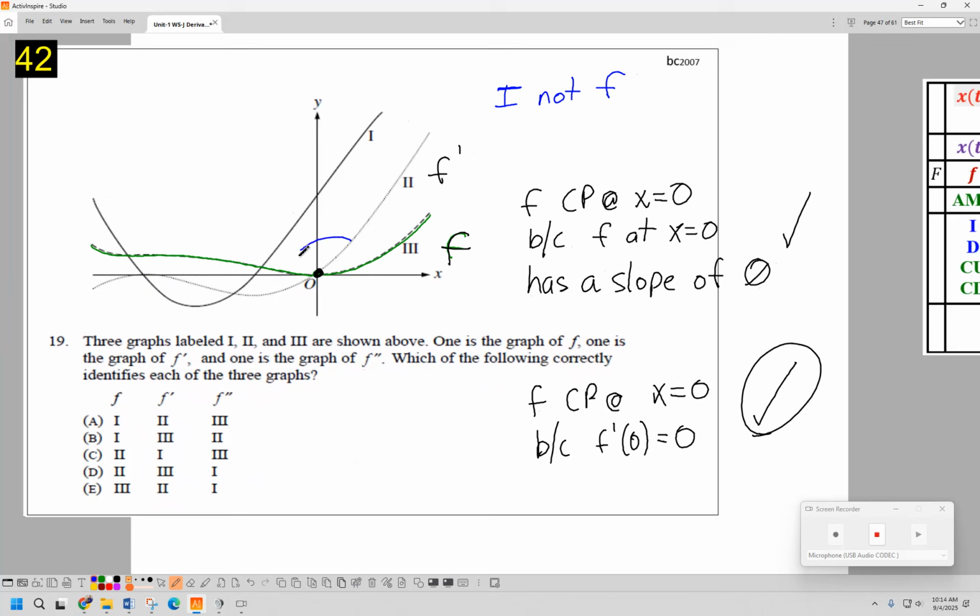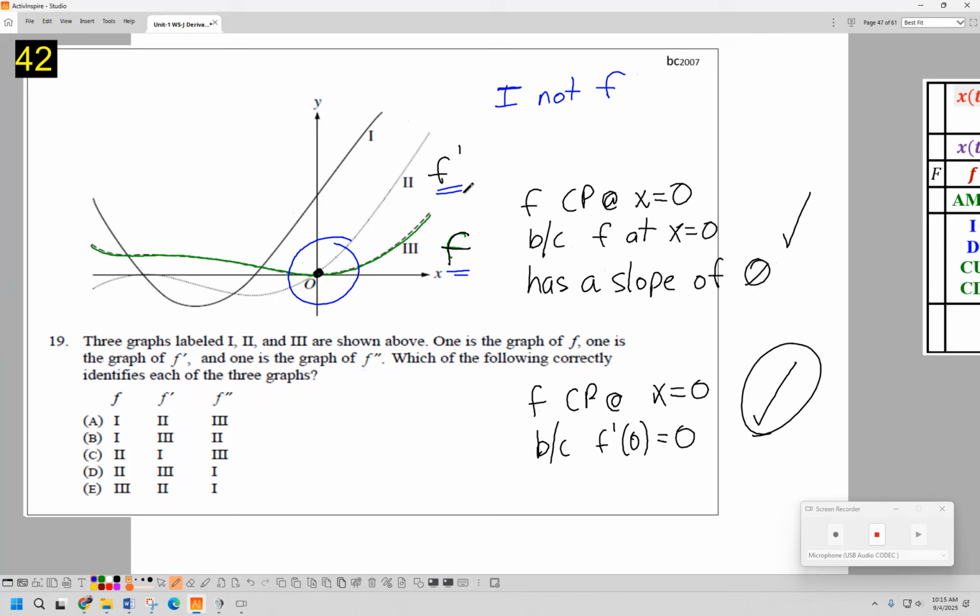So I just said, in this example where we're calling this f and this f prime, I said that f has a critical point at x equals 0 because f prime has a value of 0 at x equals 0. Does that mean that f prime also has a critical point at x equals 0? Hands up. This is exactly how the test goes. You have to just keep reasoning through the definition and see if it's going to fit.